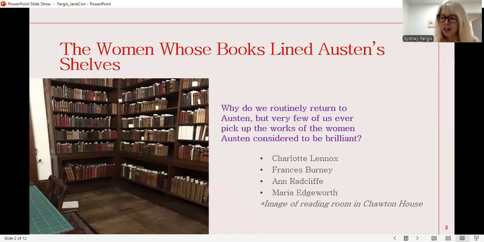I discovered these female writers because of my love for Jane Austen. I have been a staunch Janeite since I was old enough to be familiar with the term and understand what it meant. In the brief time that we have together today, I really hope to brush the surface and share their significance with you all. These women whose books line Jane Austen's shelves. This photo, this beautiful, stunning piece of photography, is an image of one of the reading rooms in Chawton House.